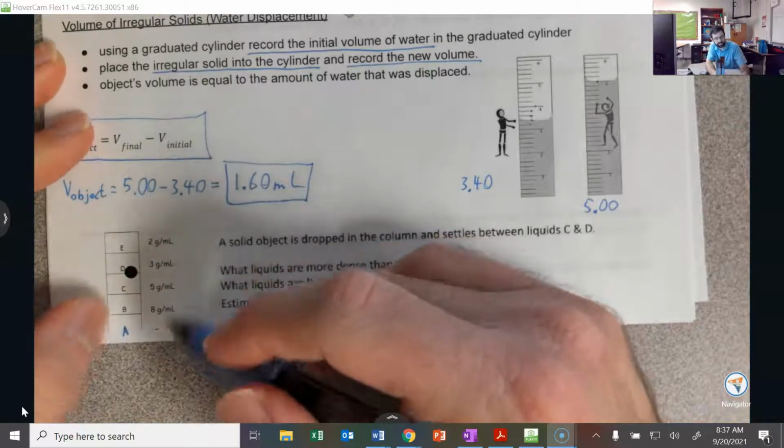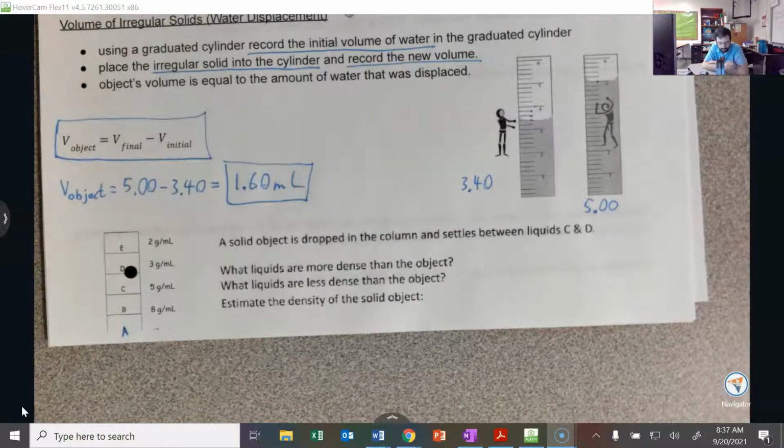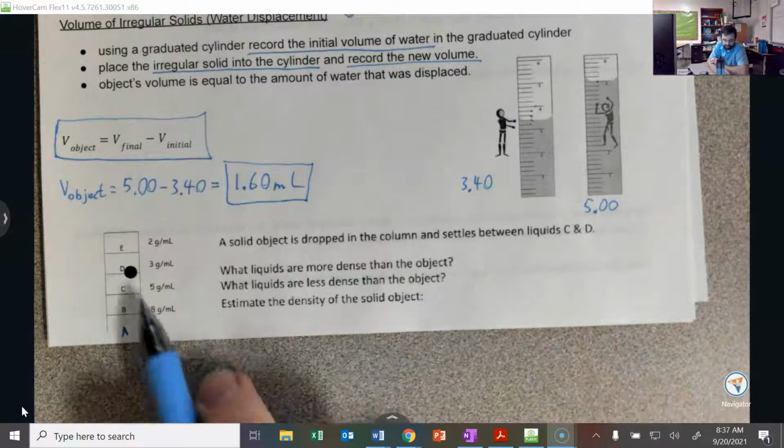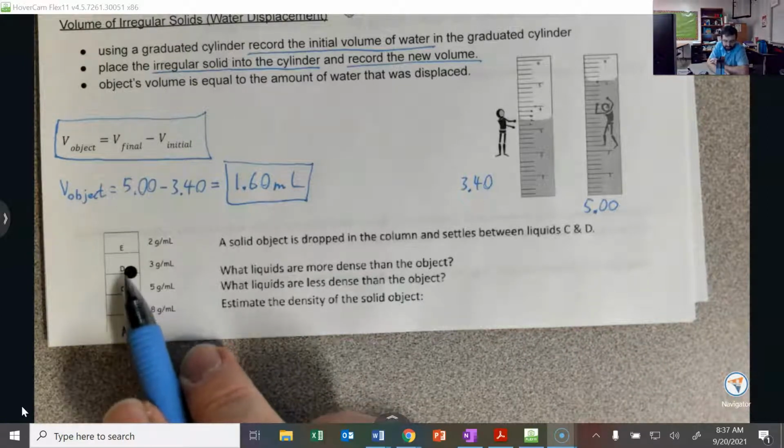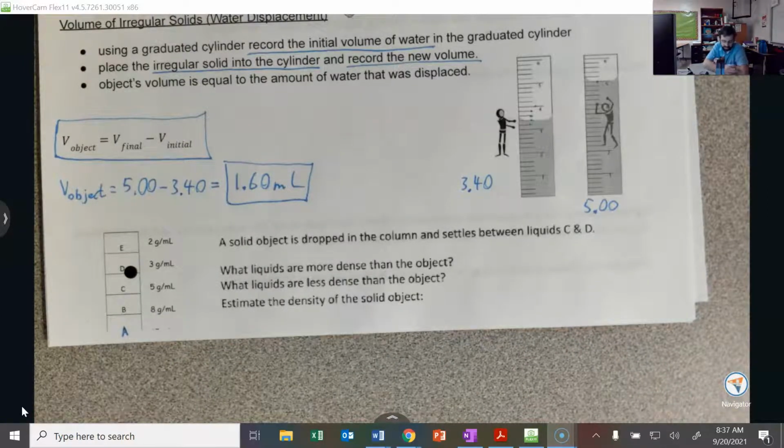You see the most dense is at the bottom, the least dense is at the top. Well, this object, as you can see, it settled between C and D. So what liquids are more dense than the object? You try to answer it first. Pause the video.